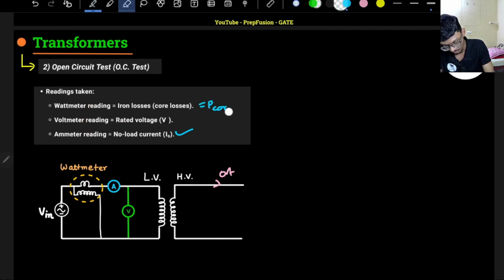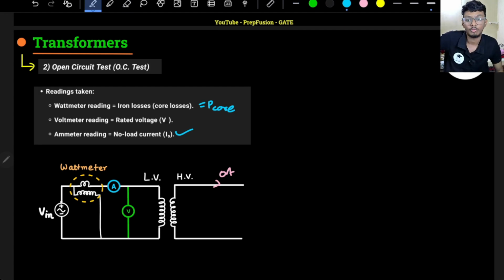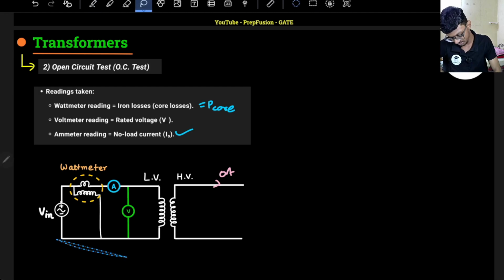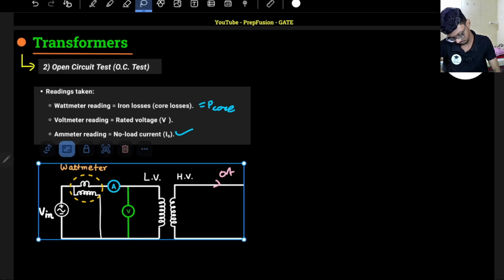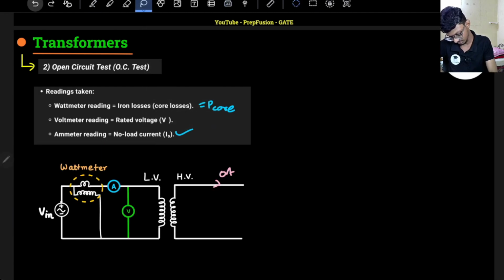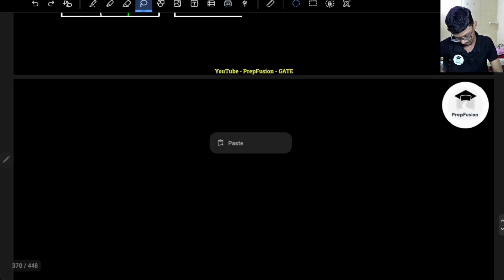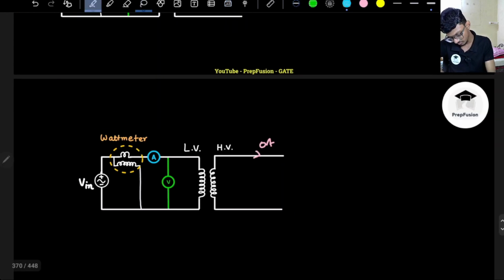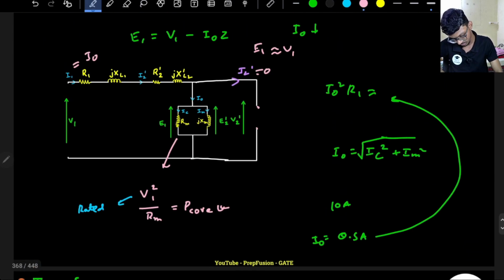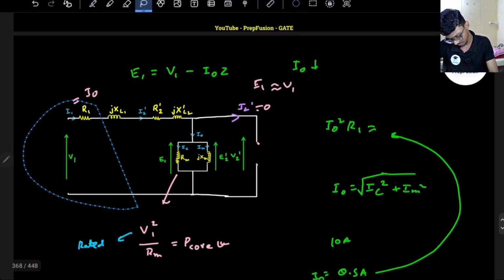Okay, this power will be consumed due to the P core. Now, how do I find out the circuit parameters? I will just copy this circuit, not cut, copy, and paste it over here. So I know the voltmeter reading, I know the ammeter reading.